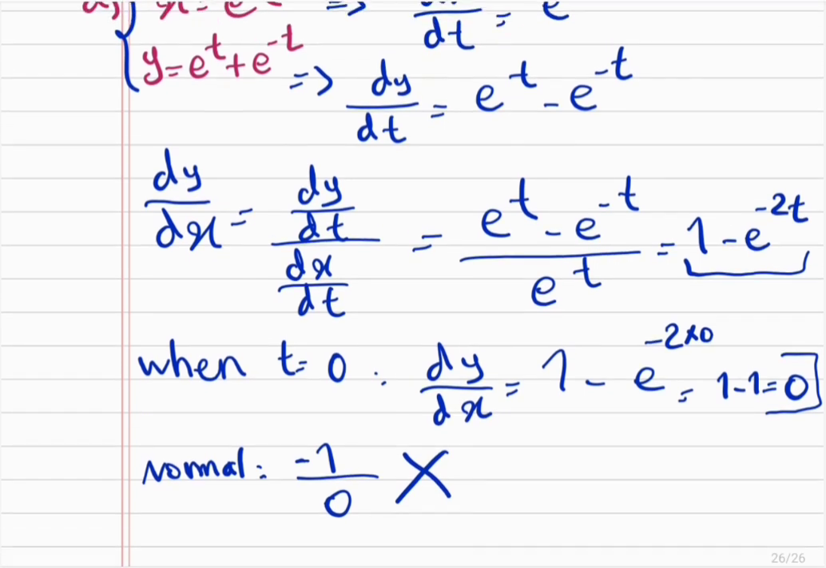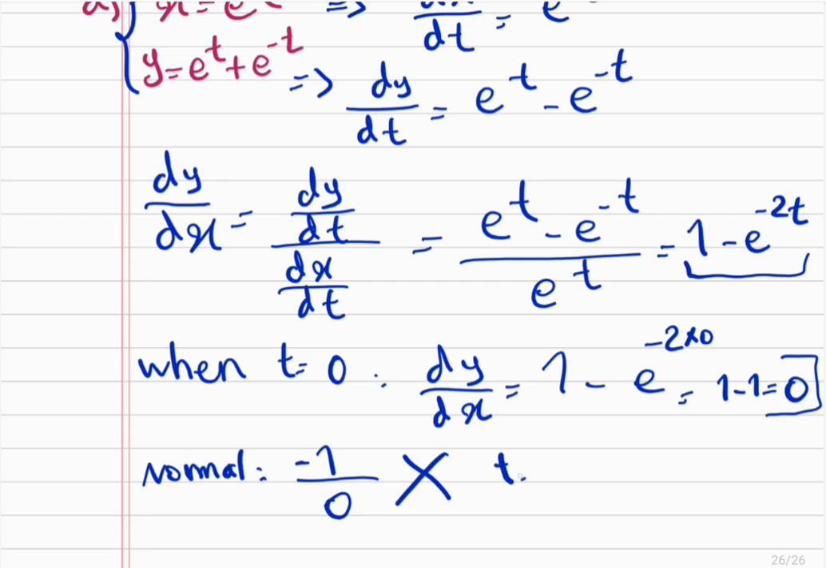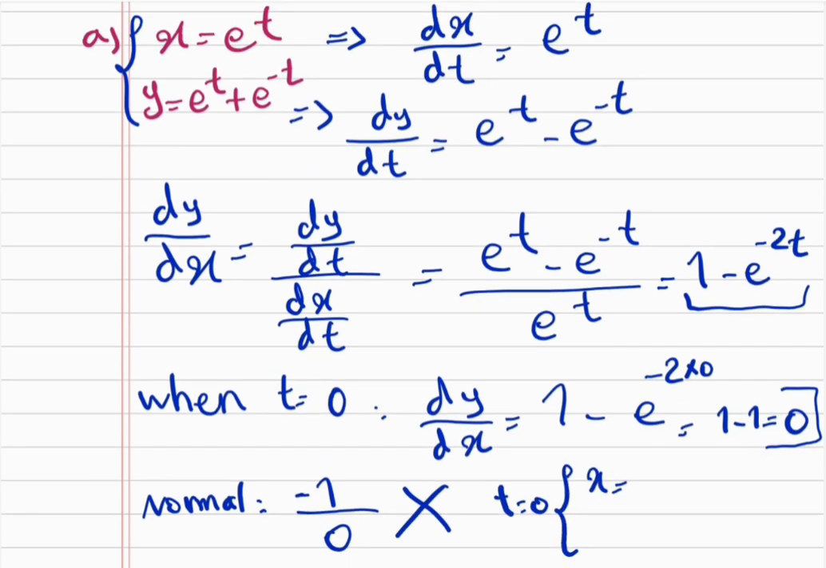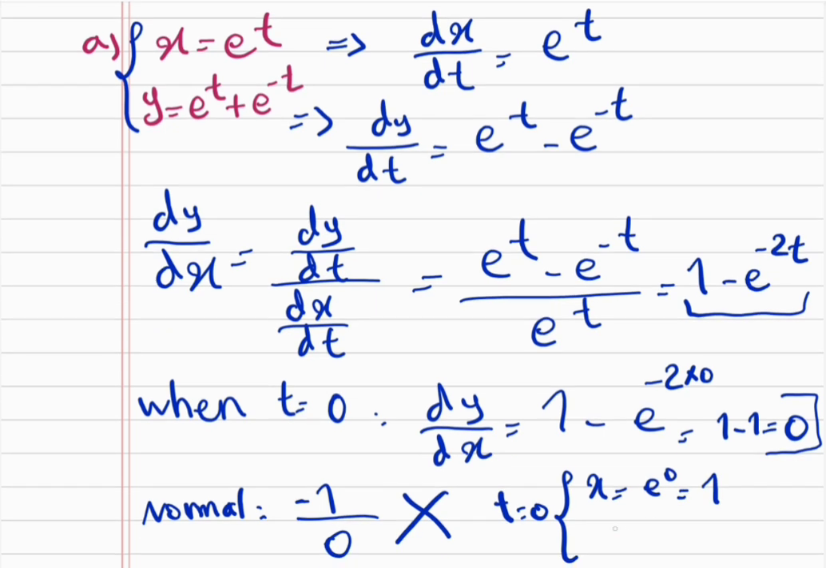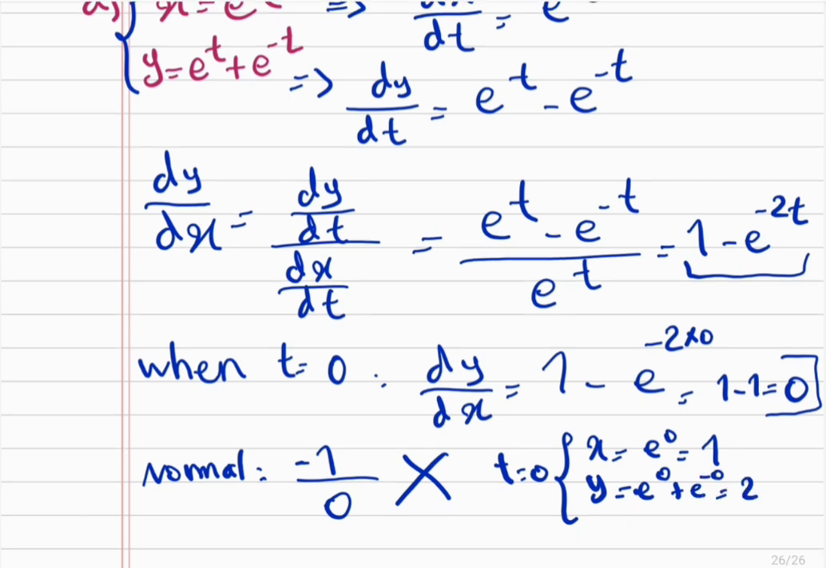So when t is equal to 0, x is equal to e to the t, which is e to the 0, which is 1, and y is equal to e to the 0 plus e to the minus 0, which is 2. Okay, this part is very interesting and also very important to understand.